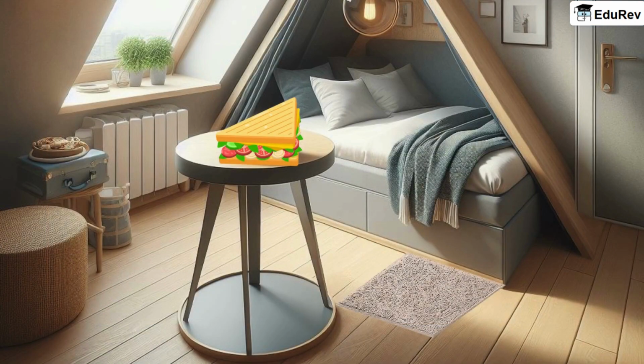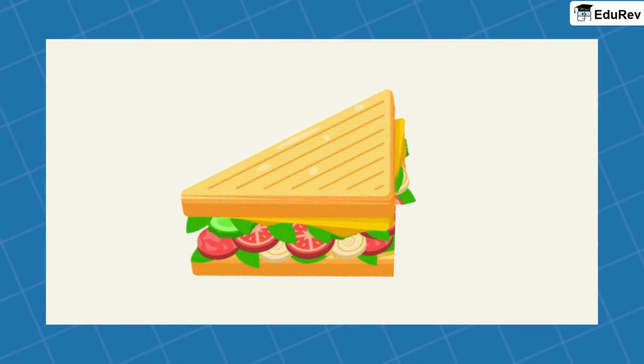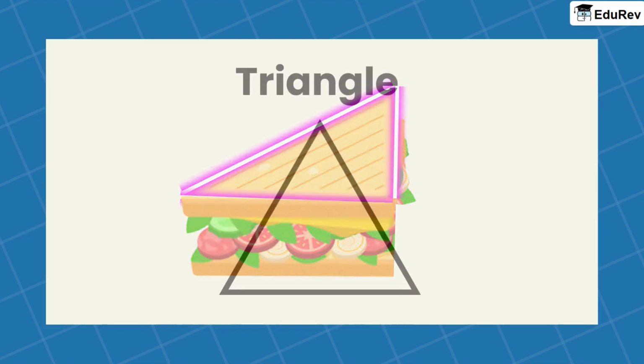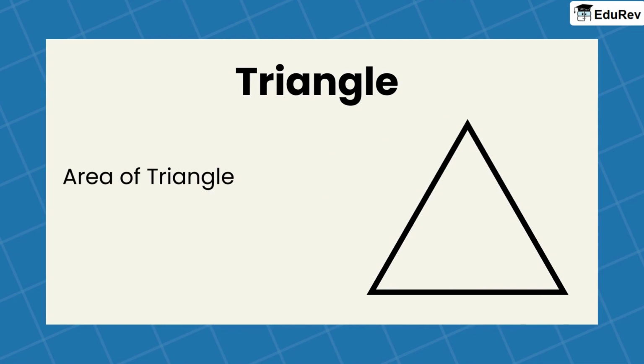Now Bob is hungry. He wants to eat a sandwich. Seeing the sandwich, he also wants us to find out what shape the sandwich is and what is its area. So can you identify the shape of the sandwich? Yes, it's a triangle. Now we have to calculate the area of the triangle.